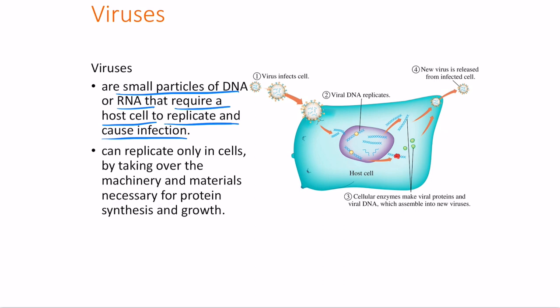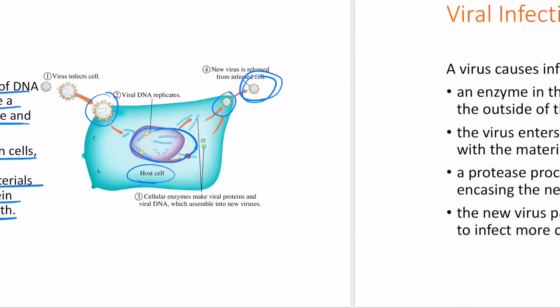Replication involves creation of new molecules. When a virus infects a cell, it transfers the genetic material into the cell and uses the cell as a factory, and then ends up creating more and more new viruses. It generally uses up the entire energy of the cell and finally kills the cell. And the newly formed viruses then attack new cells, creating more and more viruses. They can replicate only in cells by taking over the machinery and materials necessary for protein synthesis and growth.